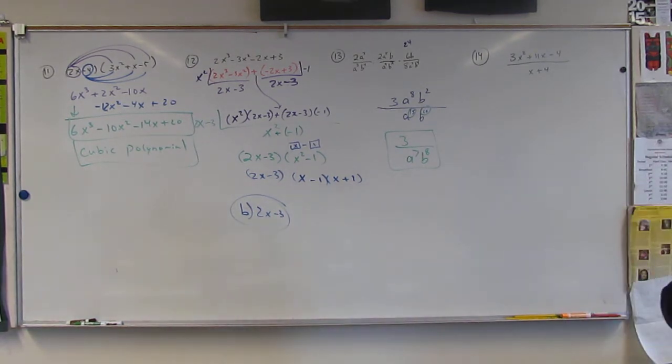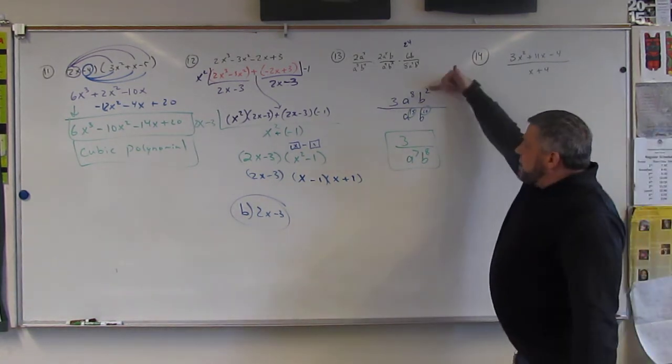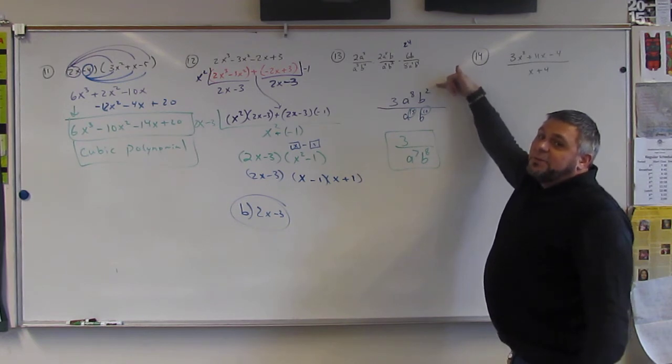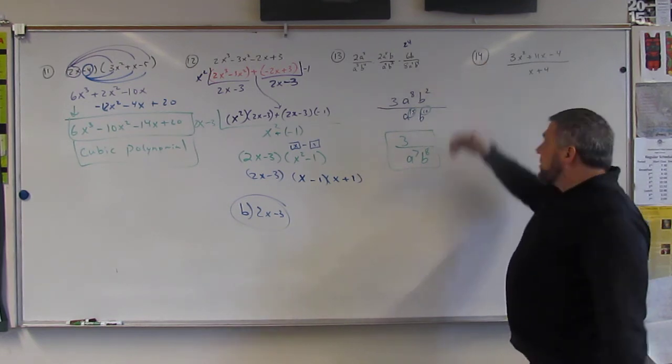Whichever one's bigger, that's where it stays. So if that top one was bigger, it would stay up top. Does that make sense? Okay?